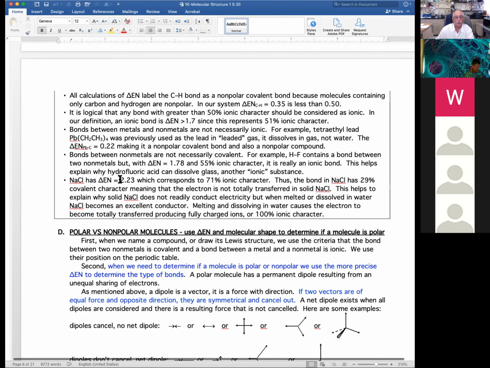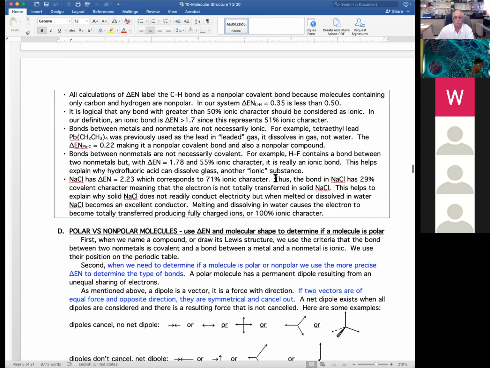Then sodium chloride, which you've grown up with. I don't know when you first learned about sodium chloride, but my 7-year-old grandson knows about it. But not sure the parents do.